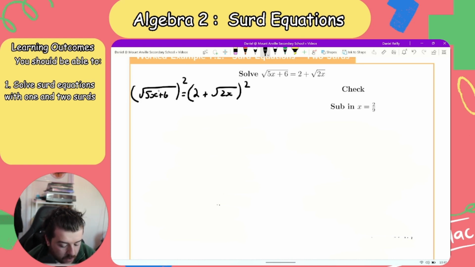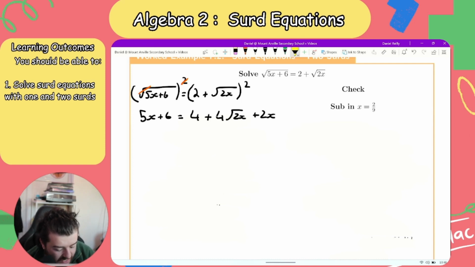So remember, if I'm squaring the left side, I'm squaring all of the right side. So if I'm squaring a square root, they're going to cancel out. So I'm going to have 5x plus 6 equals this squared. And when I multiply it out, it's going to be 4 plus 4 root 2x plus 2x.